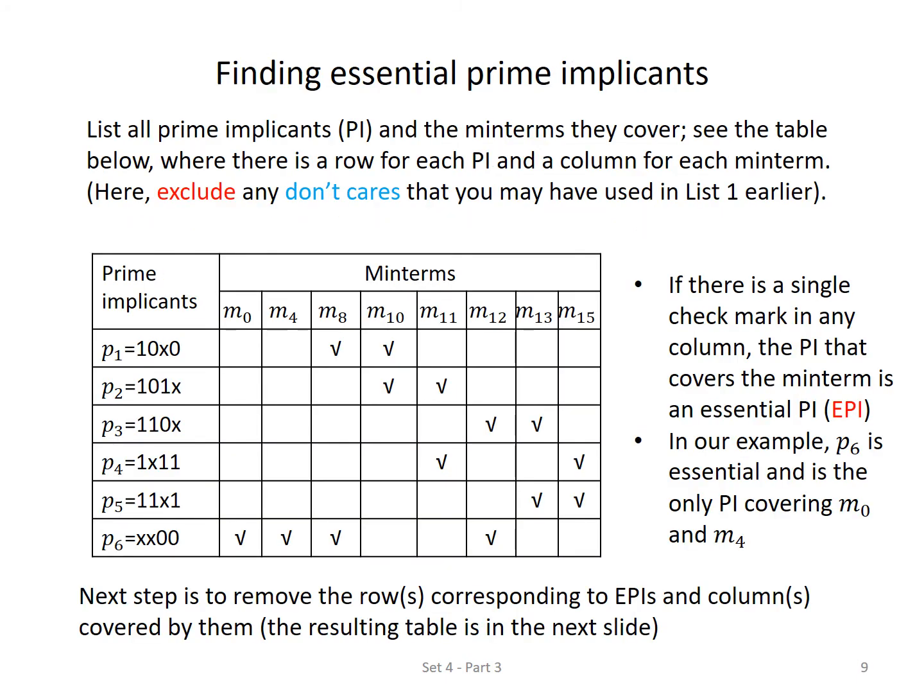In the previous slide, we saw that the function under consideration has 6 prime implicants. For a given function, when all the prime implicants are found, the next step is to find the essential prime implicants. So for our function, first we list all prime implicants and the min terms that they cover, and this is shown in the table here. So we have 6 prime implicants. They are in these 6 rows, and these prime implicants cover min terms M0, M4, and all the way up to M15 as shown here.